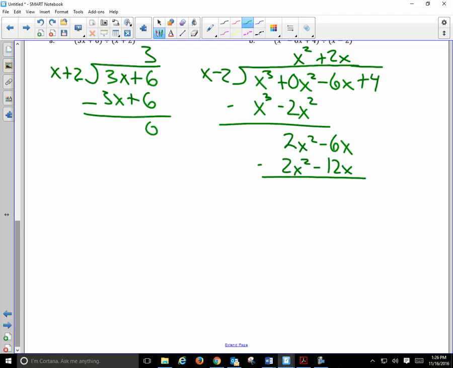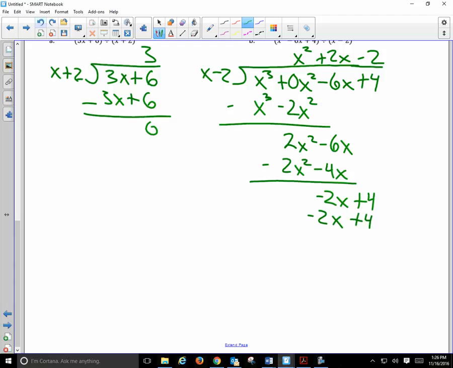What am I doing? I'm just making stuff up. I'm just making it up. Okay. Okay, so negative 6x minus the negative 4x will be negative 2x, and then we drop down the 4. What do you multiply x by to get negative 2x? Negative 2, and so we get a negative 2x plus 4, and when we subtract, we get 0.